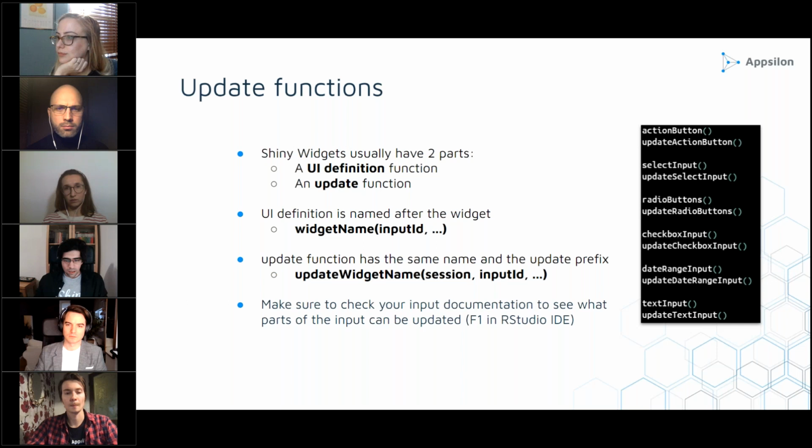When it comes to update functions, these are present in most Shiny widgets out of the box. So if you're using even just base Shiny, any kind of input that you create probably has a corresponding update function. Action buttons always have an update action button, select inputs always have an update select input. And you can see there's a bit of a standard where the update function is always the name of the UI definition of the widget with the prefix update.